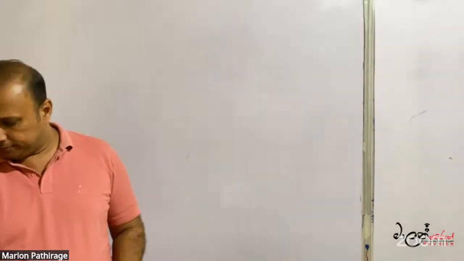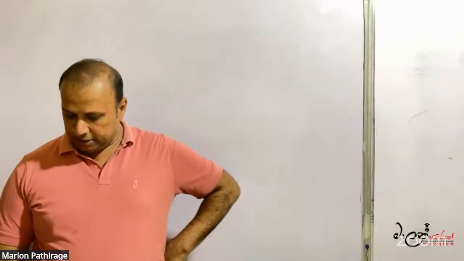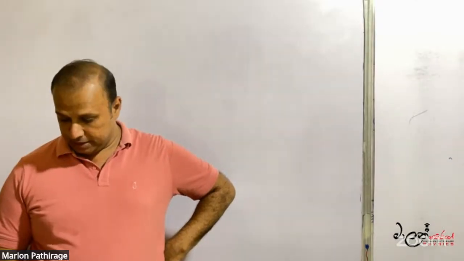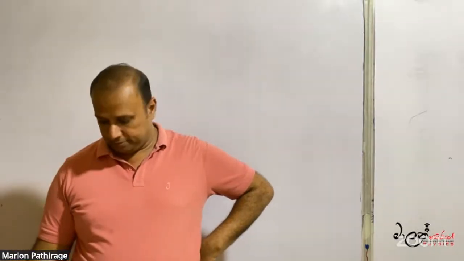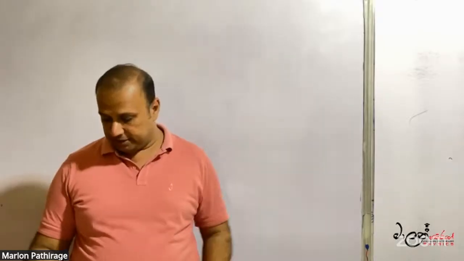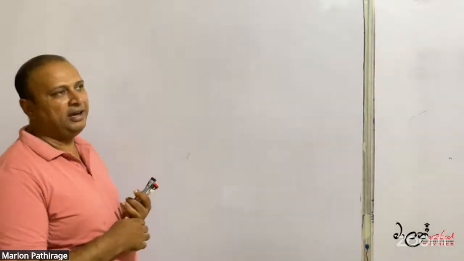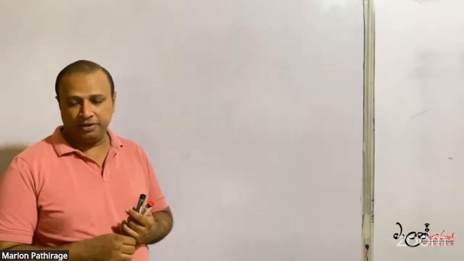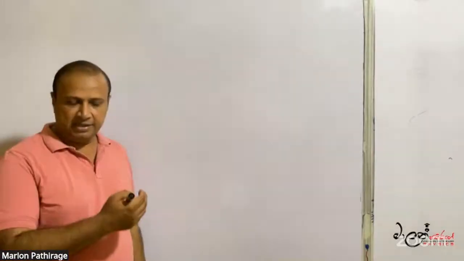Okay, first one. A particle moving in a circle of radius 2 meters at a constant speed has a period of rotation 2 seconds. Its acceleration towards the center of the circle is... So you are given the radius and the period, and you are asked the acceleration towards the center. That means centripetal acceleration.